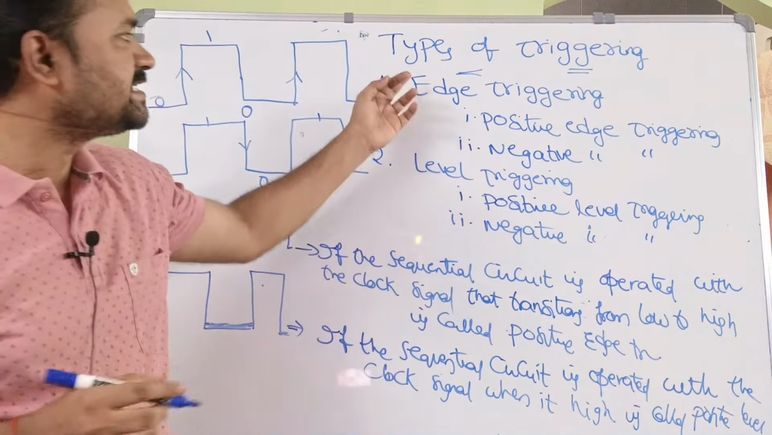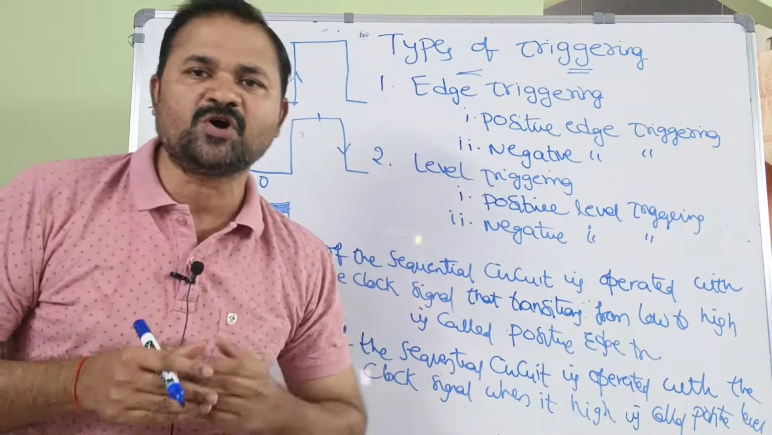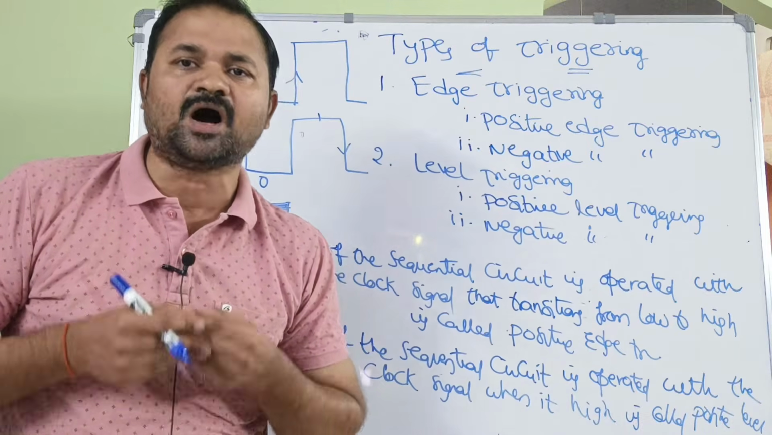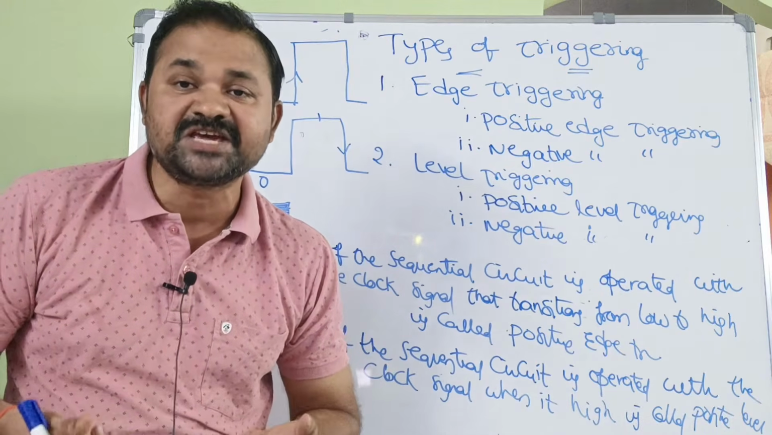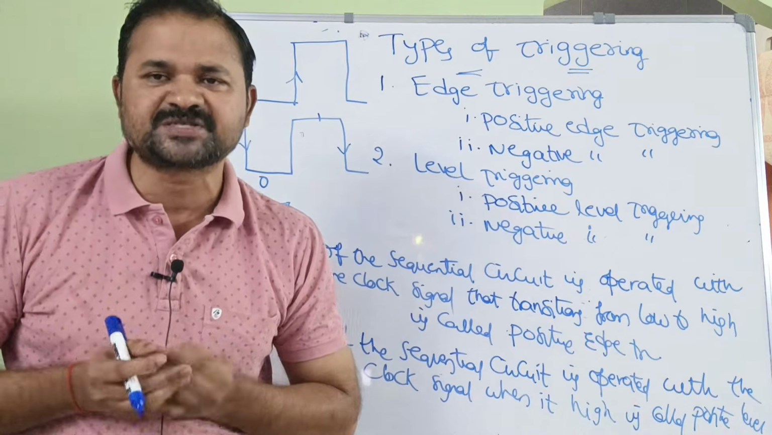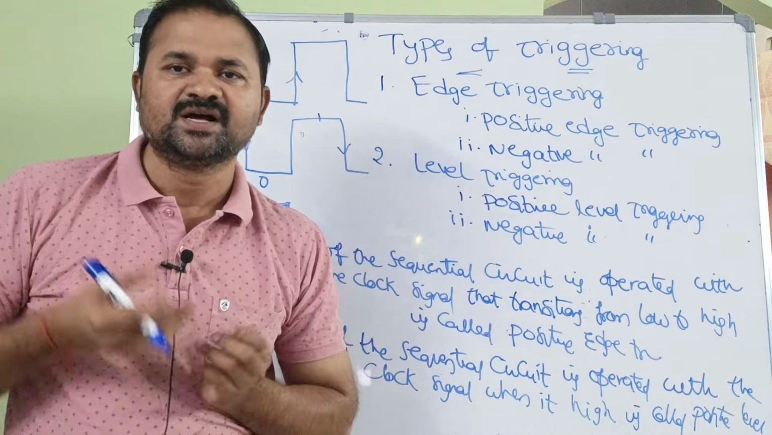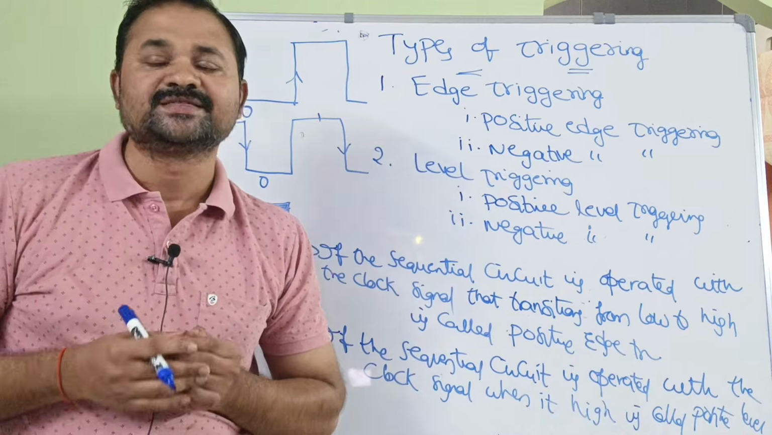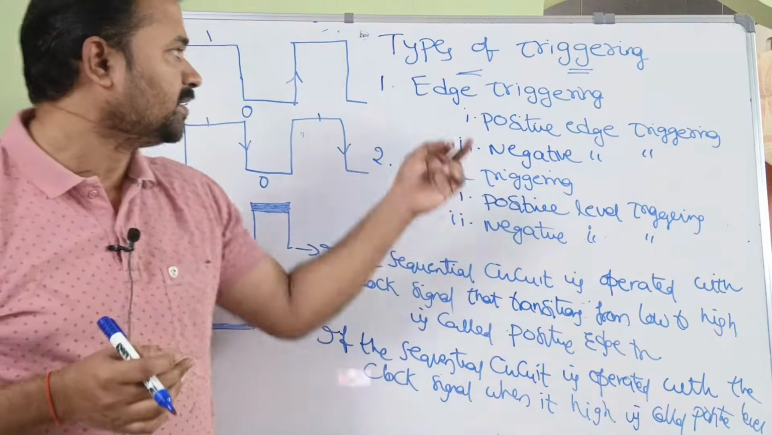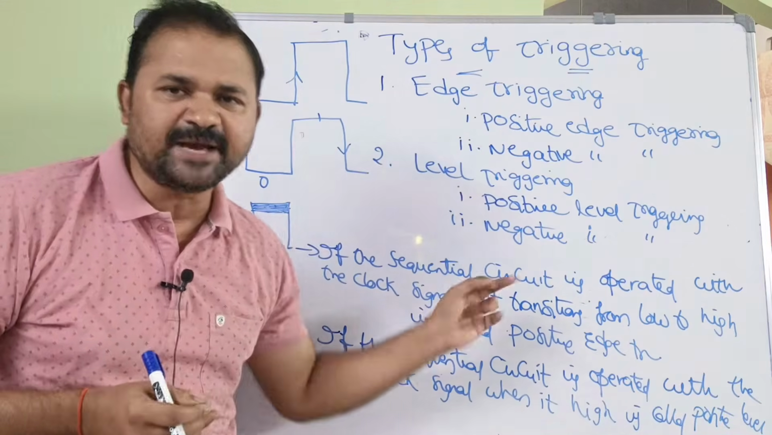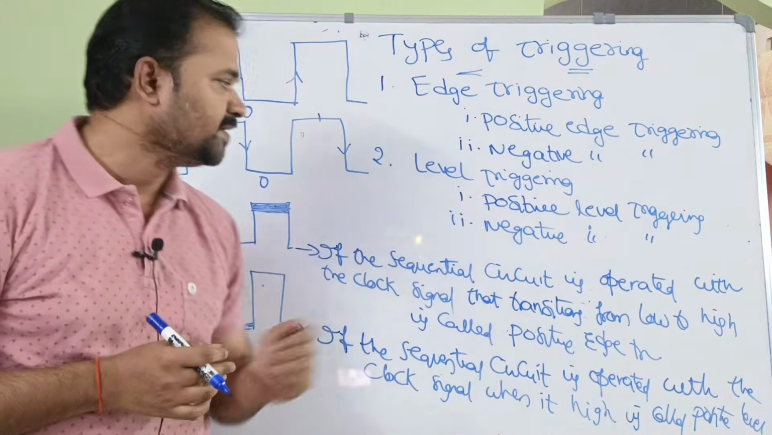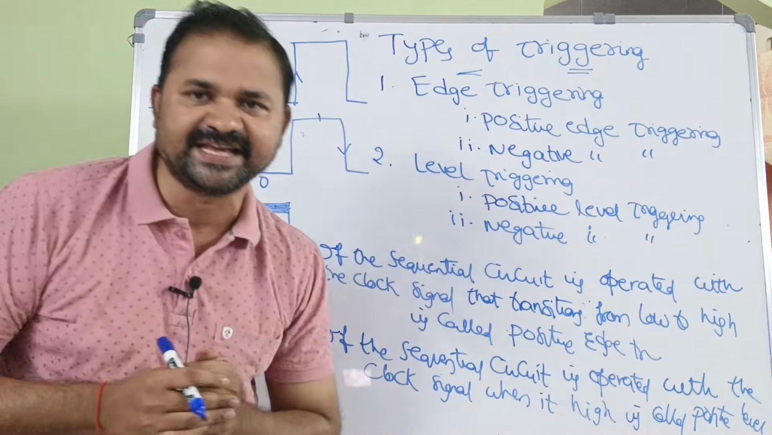Now let us discuss the types of triggering. Triggering mechanisms are mainly needed in sequential circuits. We know that flip-flops, registers and counters are the best examples of sequential circuits. Here we have two types of triggering. First one is edge triggering, second one is level triggering.